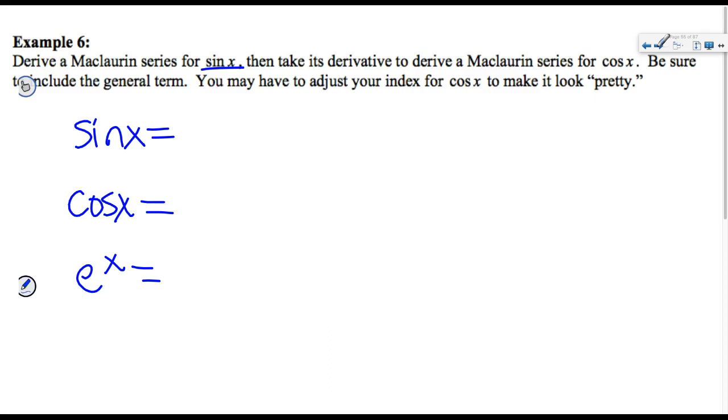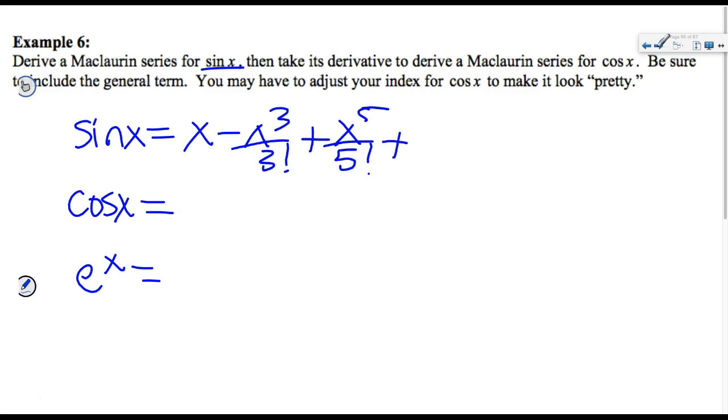Sine, does it start at 1 or 0? Think about it. What's sine of 0? This one starts at 0, right? Which means the next one will be there, which is what? x. Or think sine is an odd function and it has the odd powers. What always comes next for sine and cosine? An alternator. And then we go odd power over odd factorial, alternate odd power over odd factorial plus dot, dot, dot, plus the general term.